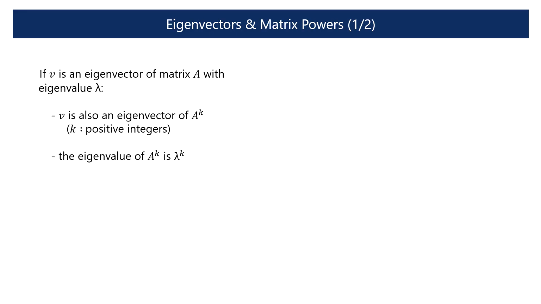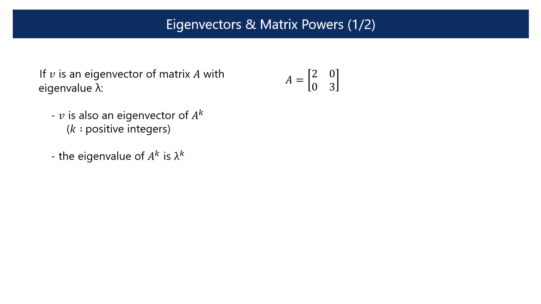The final property covered in this section is about eigenvectors and the matrix powers. If v is an eigenvector of a matrix A with eigenvalue lambda, the eigenvector v is also an eigenvector of A to the power of k, and its eigenvalue is lambda to the power of k.